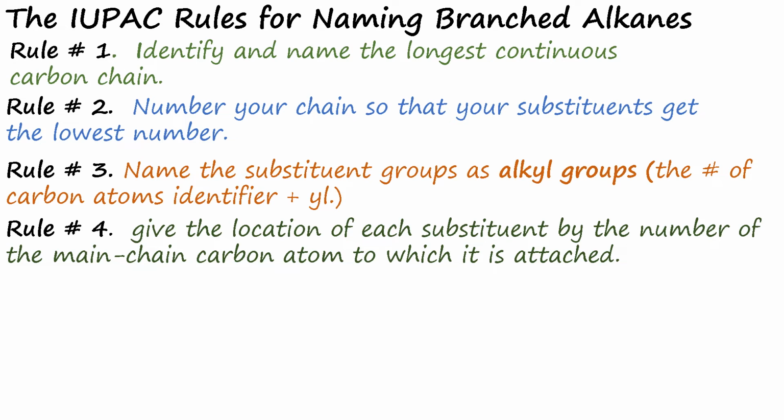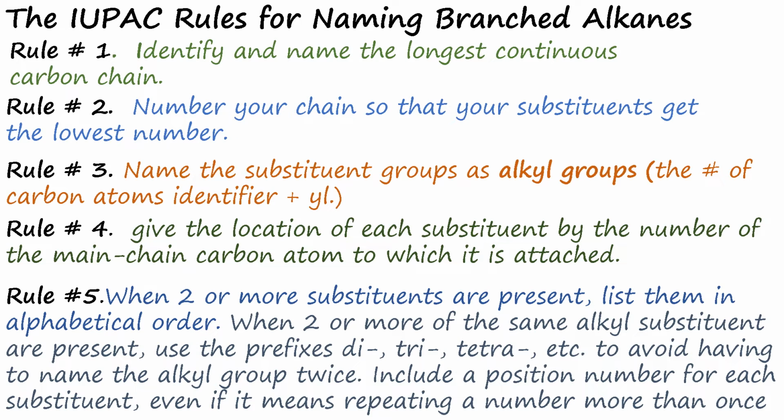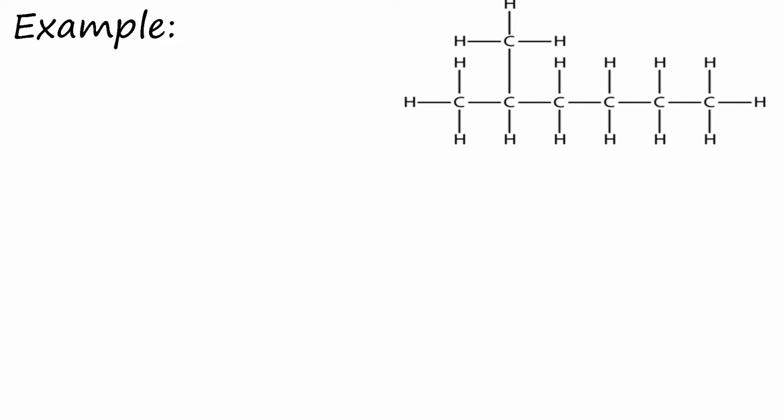Then you have to give the location of each substituent by the number of the main chain carbon atom to which it is attached. Finally, when two or more substituents are present, you have to list them in alphabetical order. If two or more of the same alkyl substituent are present, use the prefix di, tri, or tetra, just to avoid having to name the alkyl group twice. Also, you have to include the position number for each substituent, even if it means repeating the number more than once. Now that we understand the rules, let's do an example.